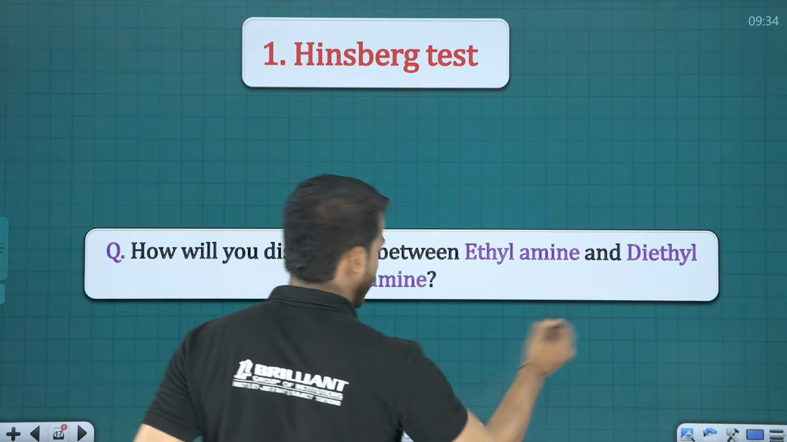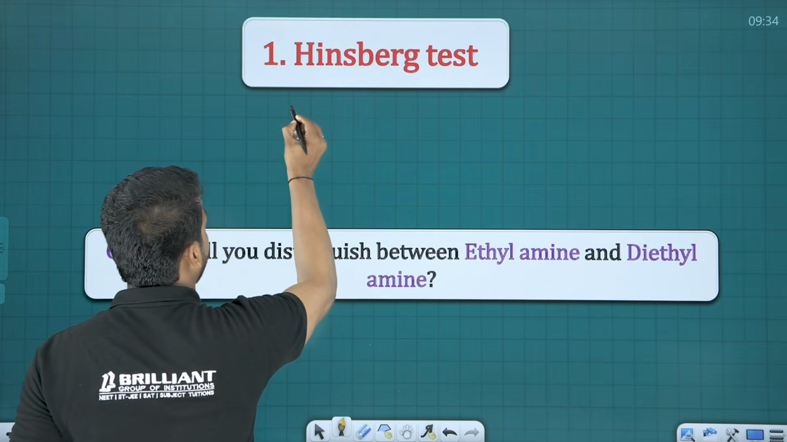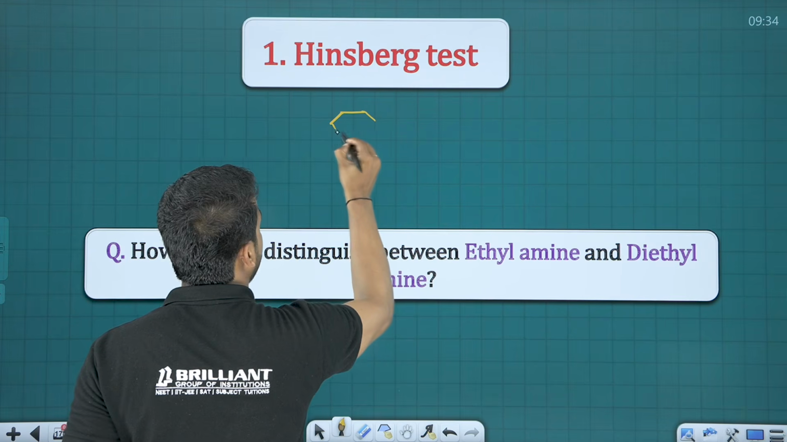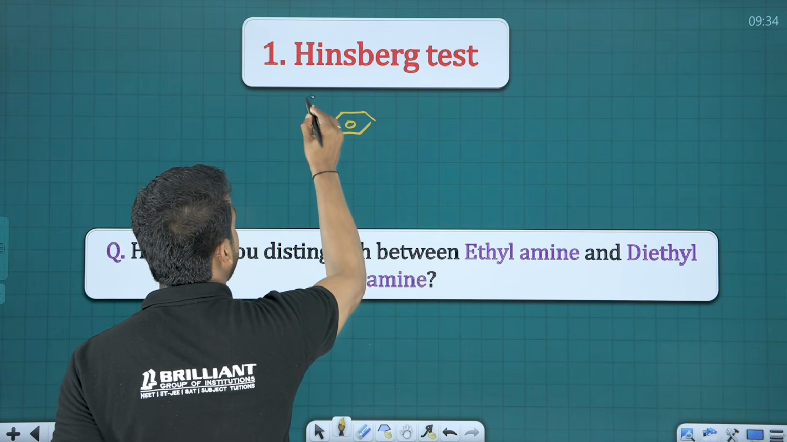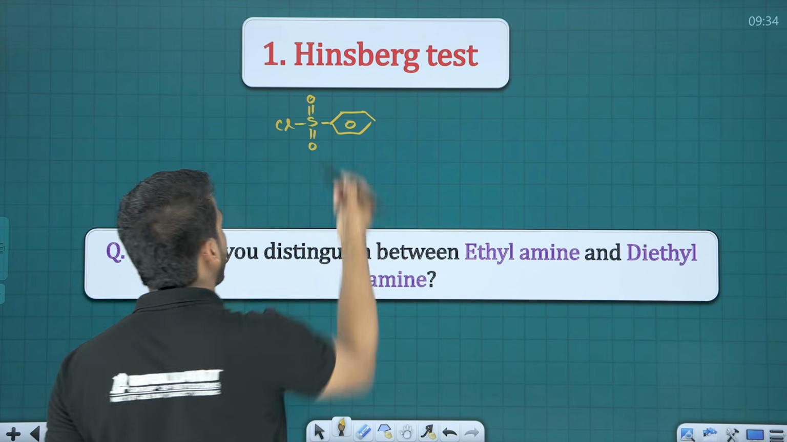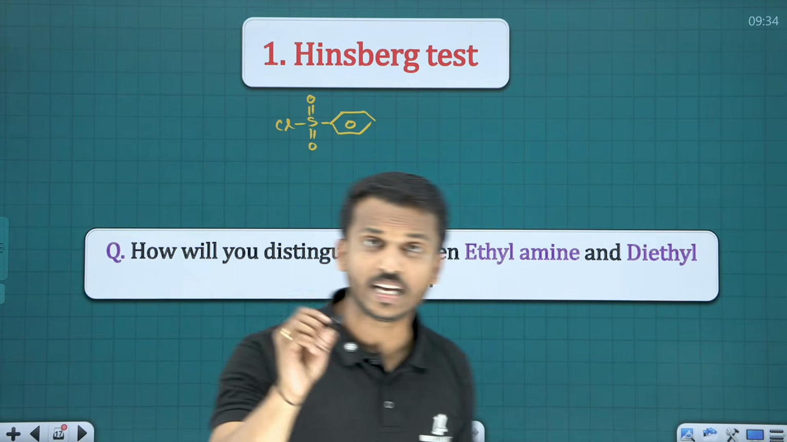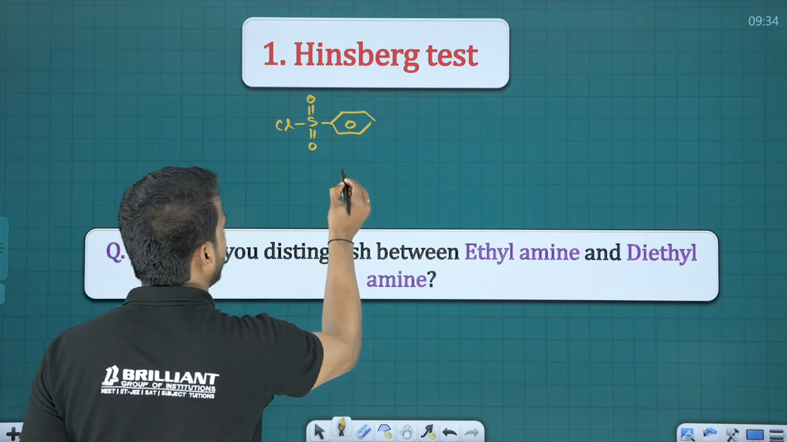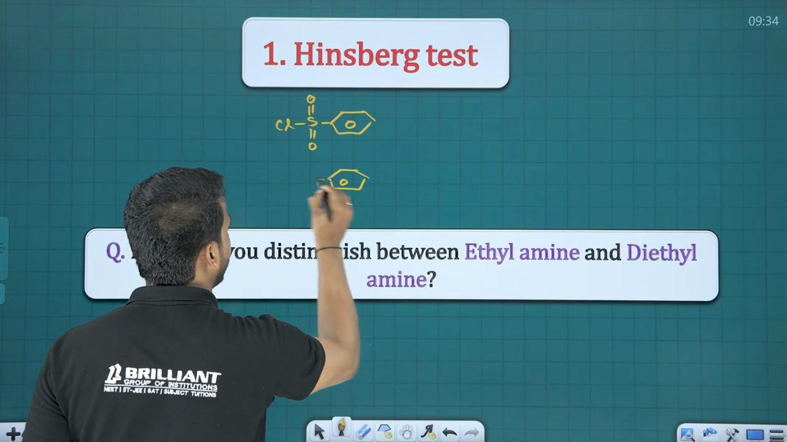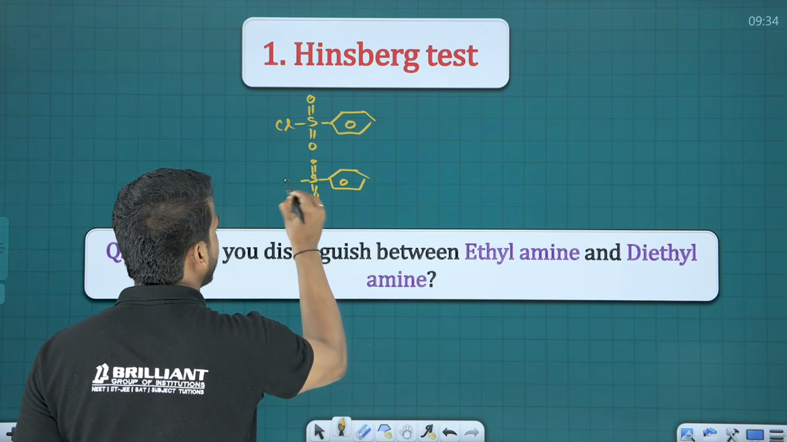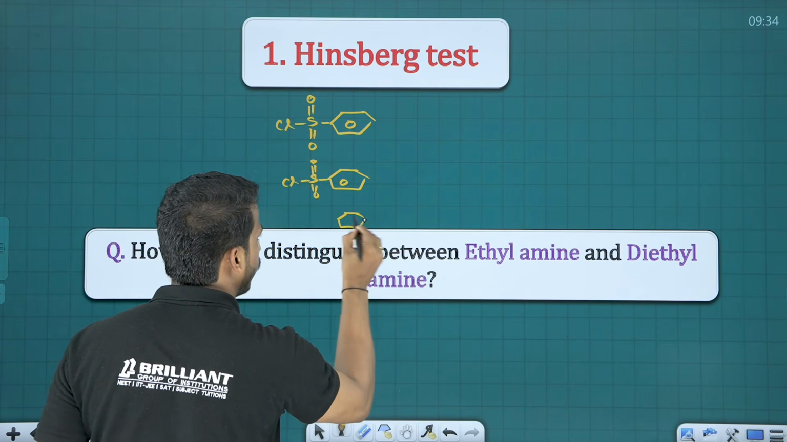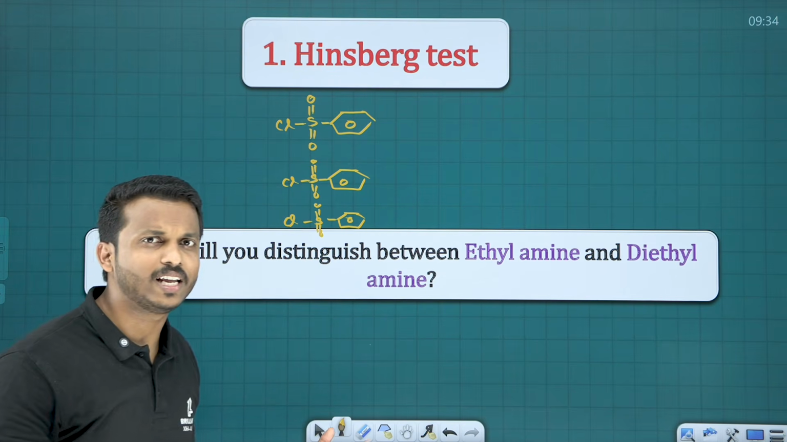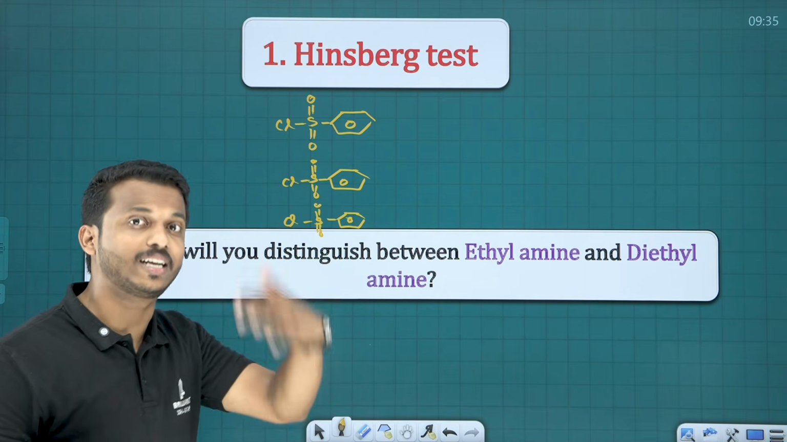What is Hinsberg reagent? The Hinsberg reagent is benzene sulfonyl chloride. This is called Hinsberg reagent. So I am taking this one Hinsberg reagent. Now let me take another Hinsberg reagent, and one more Hinsberg reagent. Why 3 Hinsberg reagents? To react with the primary, secondary, tertiary, all amines.